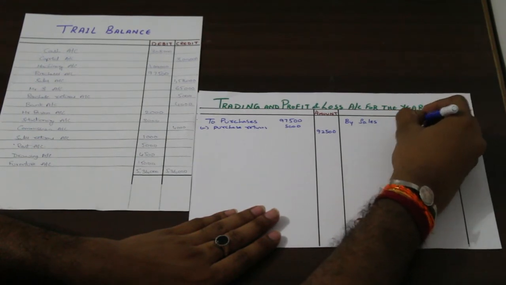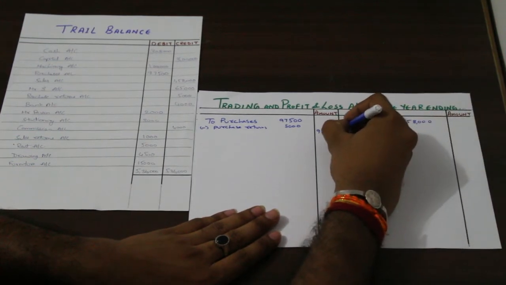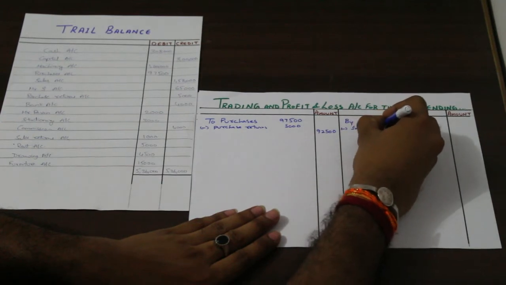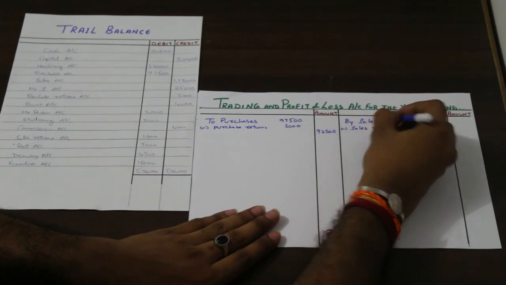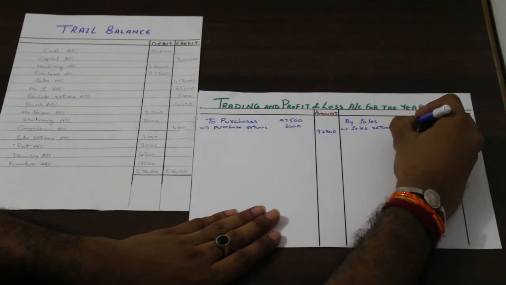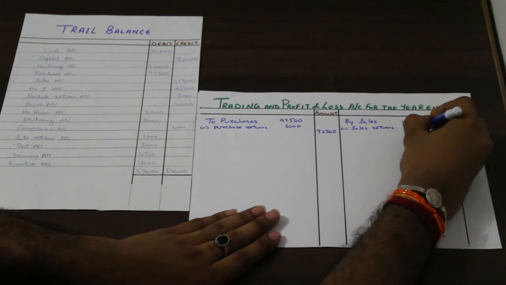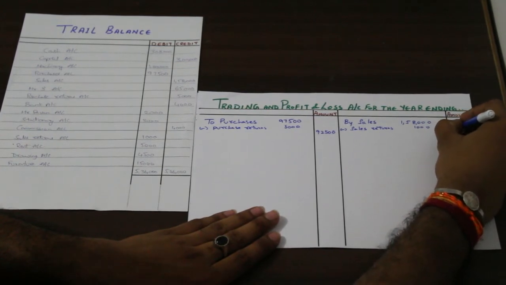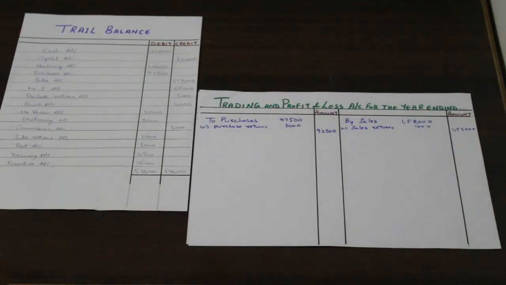1,58,000 minus sales returns, the amount of 1,000. Total will be 1,57,000. And let's look at the account whether there is anything which has to be mentioned in the trading account. No, only these things will be happening in a factory.